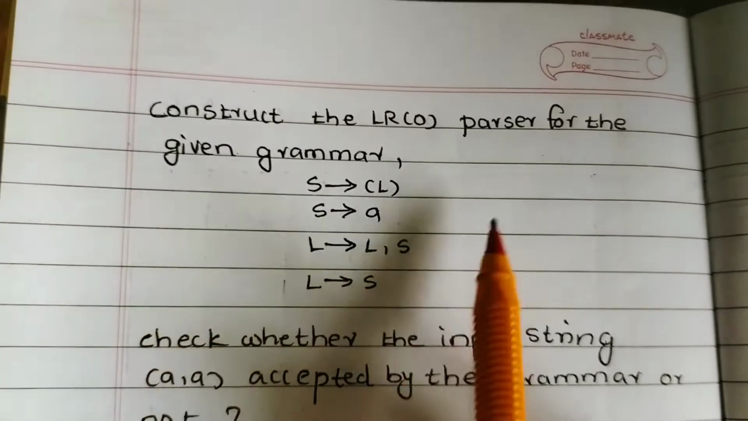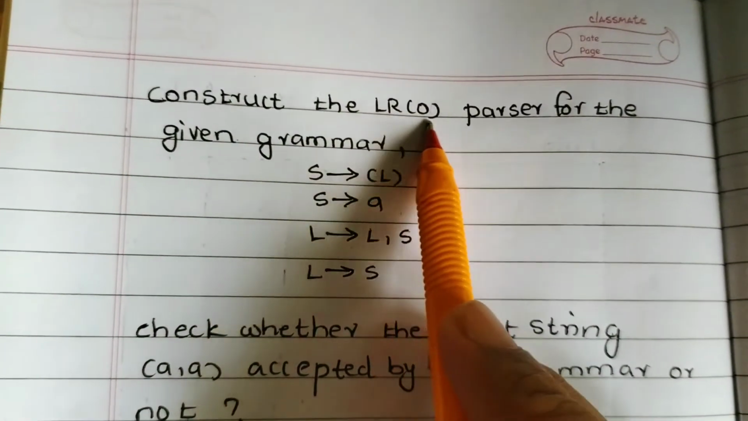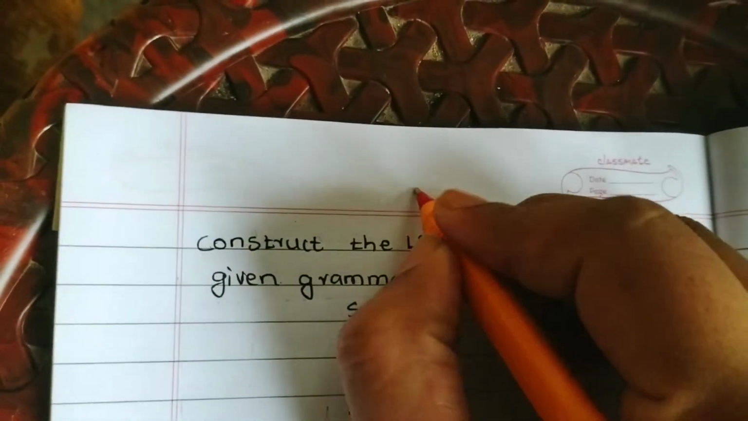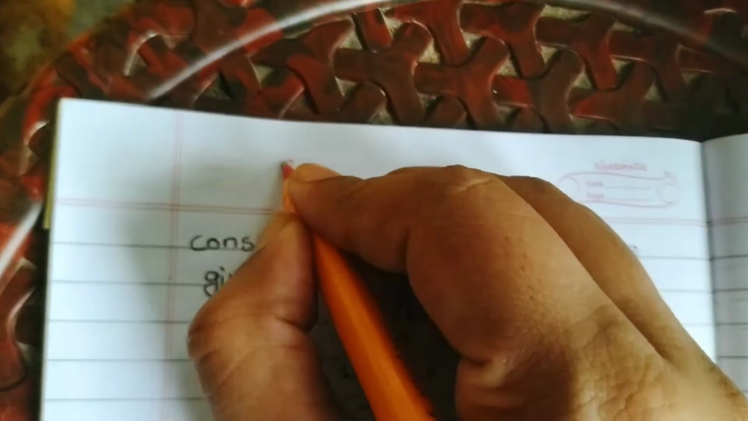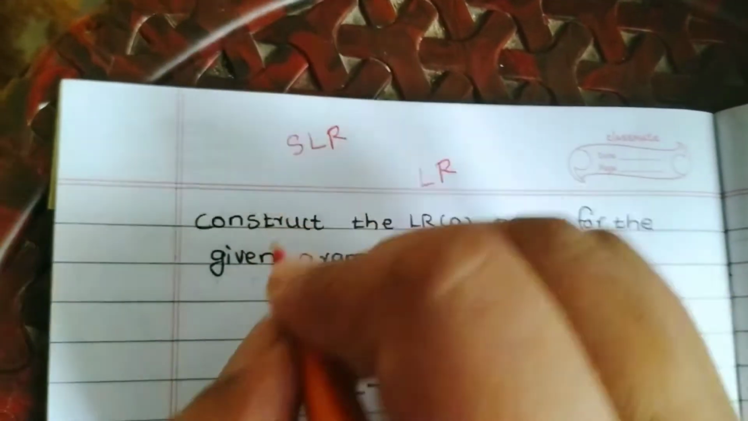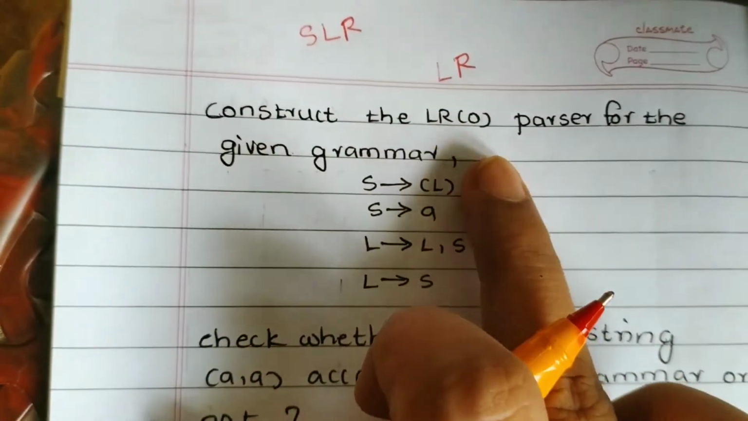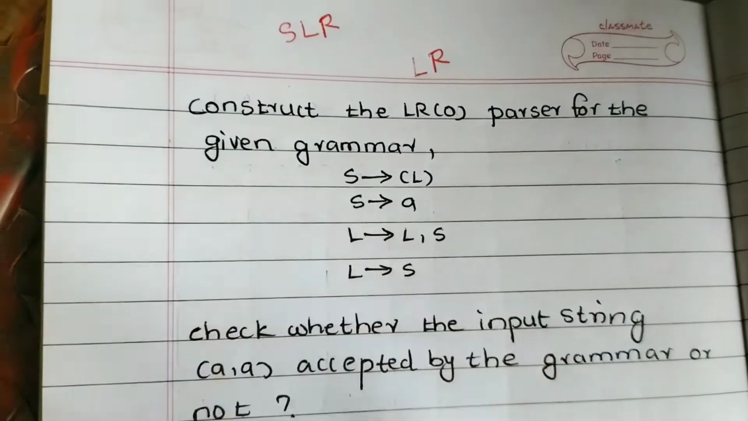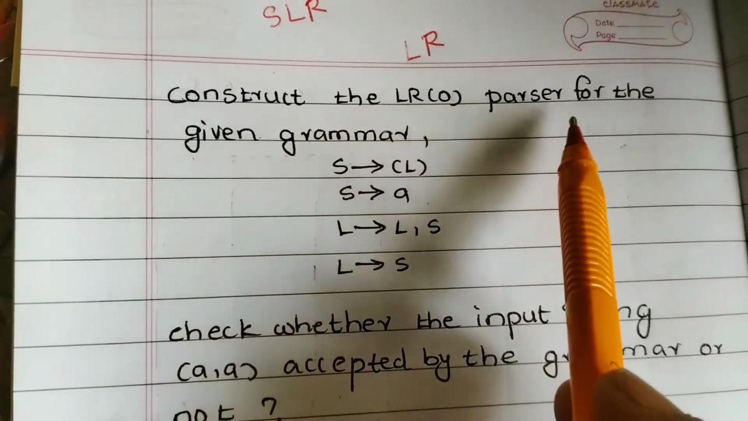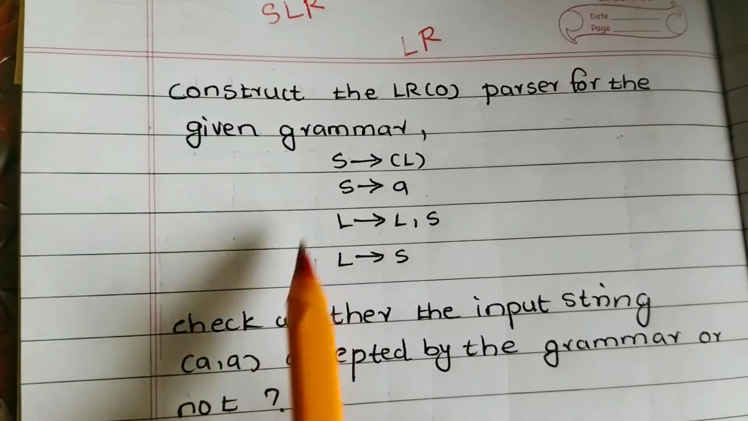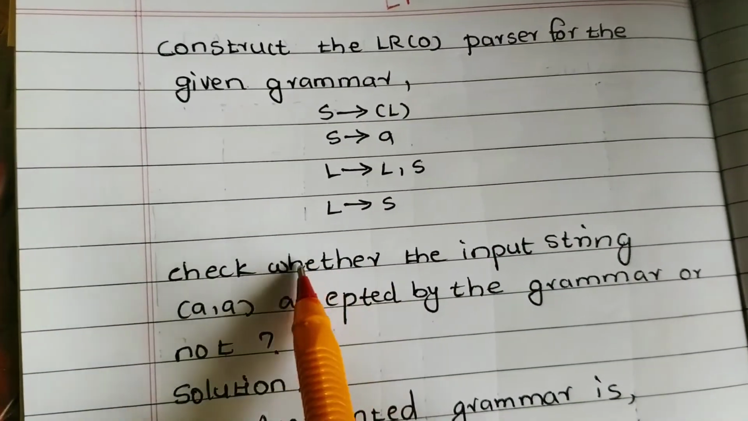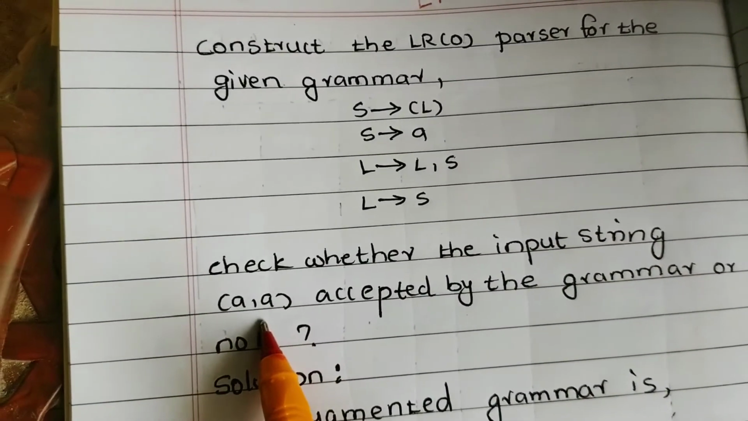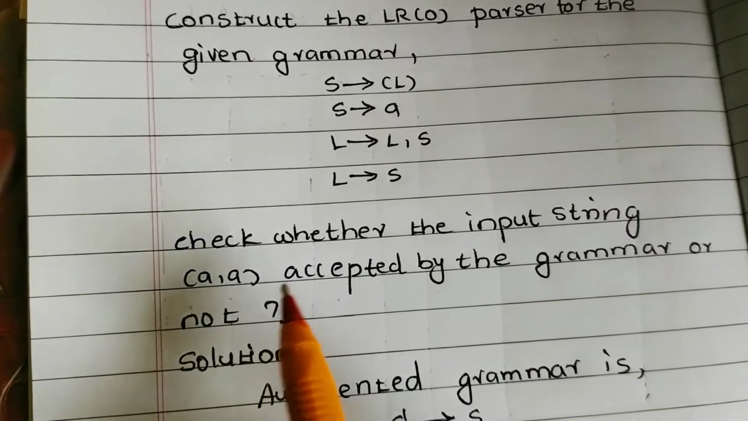Either it will come like this, LR(0), or simply it will come as LR, or it will come as SLR, meaning simple LR. All of these are collectively known as LR parsers. So, construct an LR(0) parser for the given grammar. Now we have to construct the predictive parsing table, and check whether the input string (a,a) is accepted by the grammar or not.